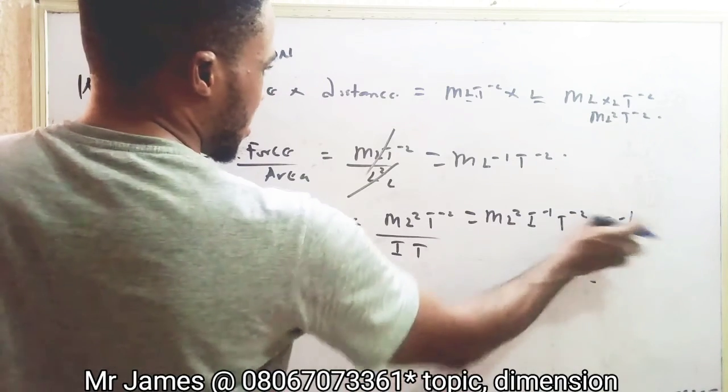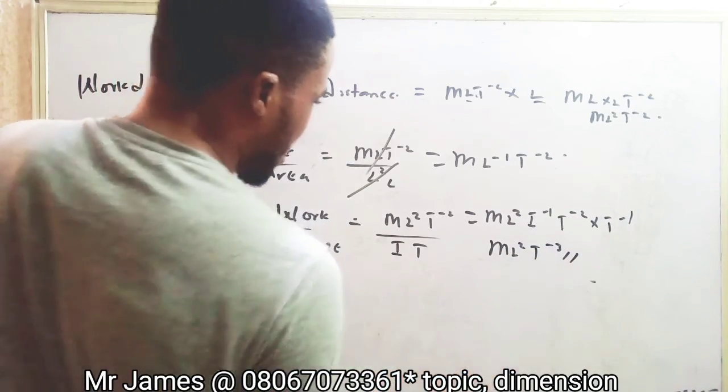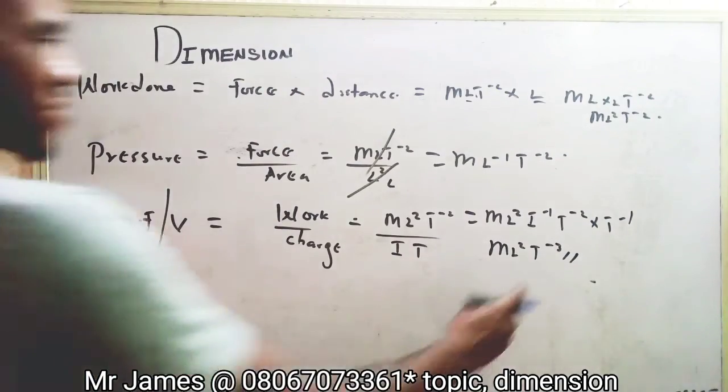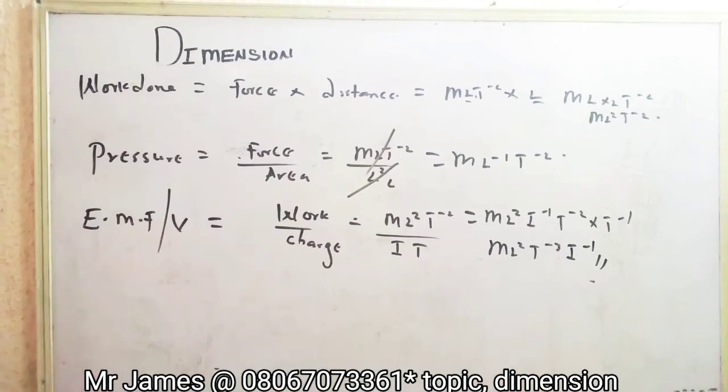Since the bases are the same, just add up the power. I have ML squared T raised to power minus 3. That's the dimension of the EMF. Please include the I bar, that's minus 1. That's the dimension of EMF.